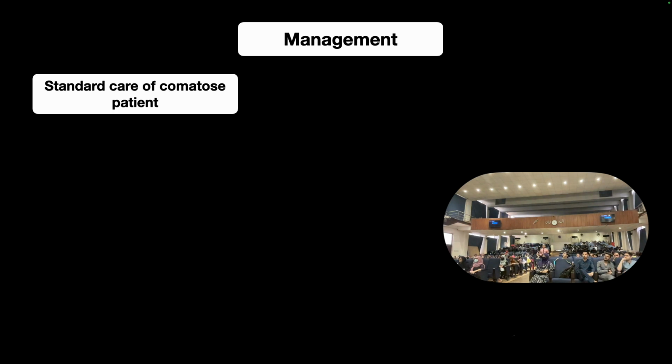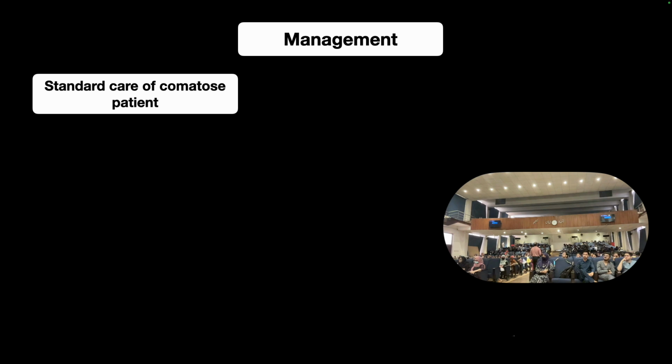Now, what is the management plan of patients who present with hyperglycemic emergencies? What will be the first thing you do? You go for the standard care of a comatose patient. What is the standard care of a comatose patient? Prevent aspiration. Take measures to prevent aspiration, even if you have to put in endotracheal intubation.